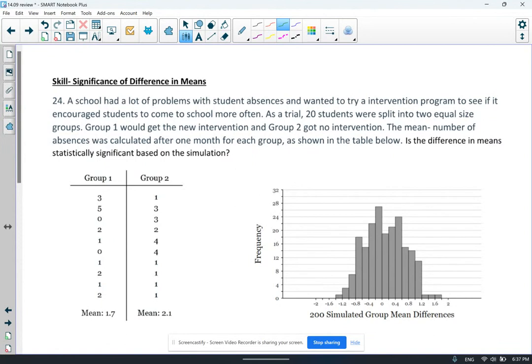A school had a lot of problems with students' absences and wanted to try an intervention program to see if it would encourage students to come to school more often. As a trial, students were split into two equal-sized groups. Group 1 would get the new intervention and Group 2 got no intervention. The mean number of absences was calculated after 1 month for each group, as shown in the table below. Is the difference in means statistically significant based on the simulation?